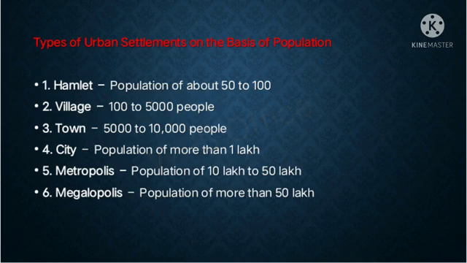Types of urban settlements on the basis of population. First, hamlet, population of about 50 to 100. Second, village, 100 to 5,000 people. Third, town, 5,000 to 10,000 people. City, population of more than 1 lakh. Metropolis, population of 10 lakh to 50 lakh. Megalopolis, population of more than 50 lakh.